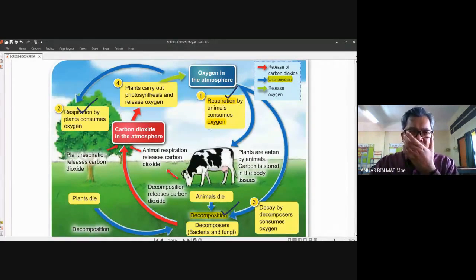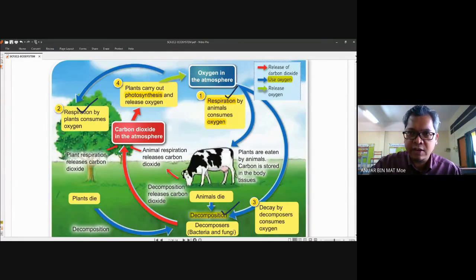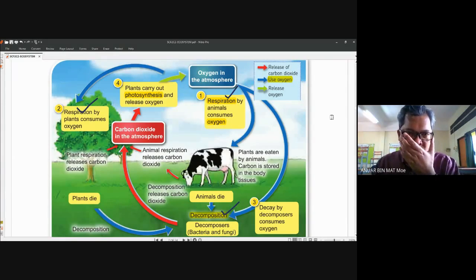After we use oxygen, we will release carbon dioxide, right? So what is the process that uses carbon dioxide? We call it photosynthesis. The red arrow here, photosynthesis uses carbon dioxide. And when we use oxygen, the byproduct of respiration and decomposition is that it will release carbon dioxide. So this is what we call the oxygen and carbon cycle.